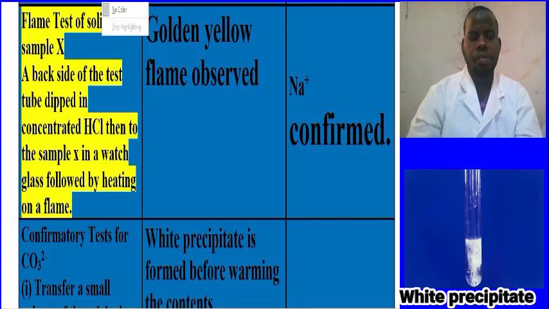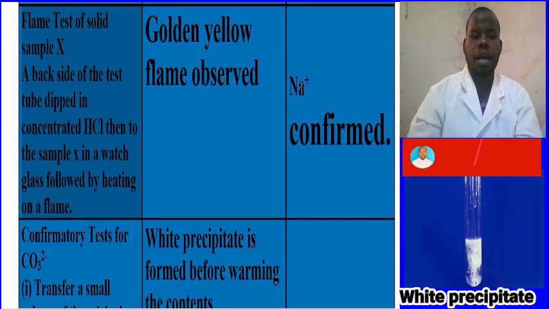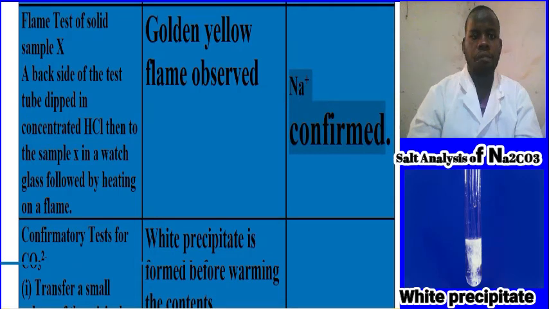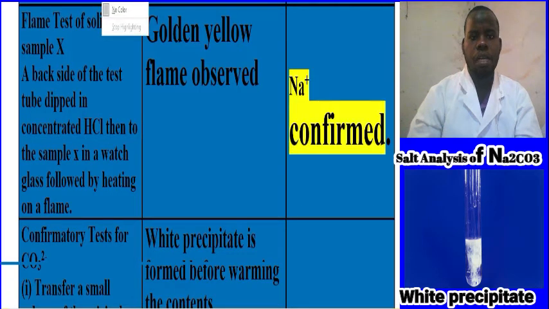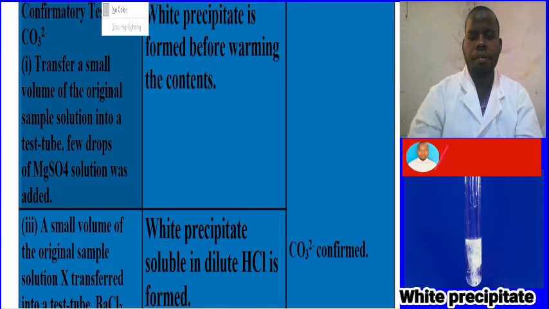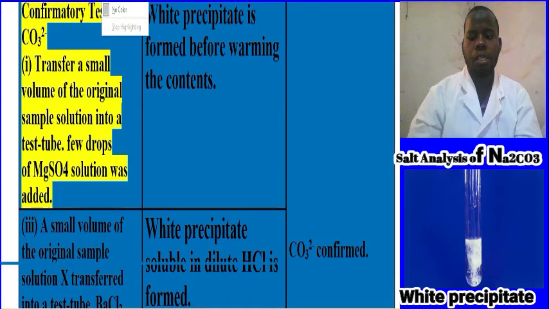The first one: you transfer a small volume of original sample solution into a test tube. A few drops of magnesium sulfate solution are added. You have to write the experiment in passive voice. Observation: a white precipitate is formed before warming the contents, and that observation infers the presence, or confirmation, of carbonate ion.